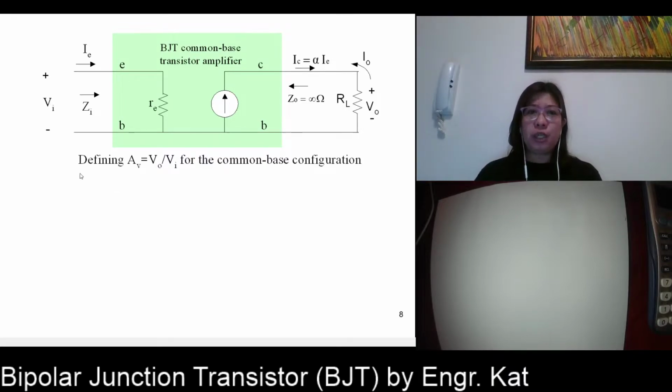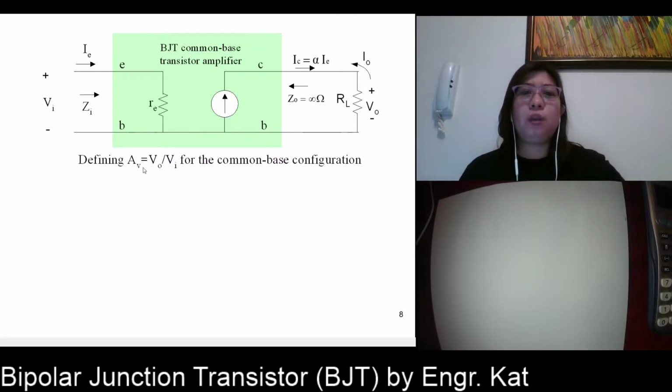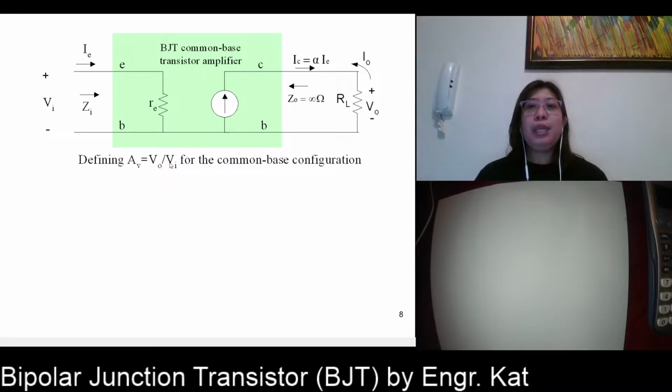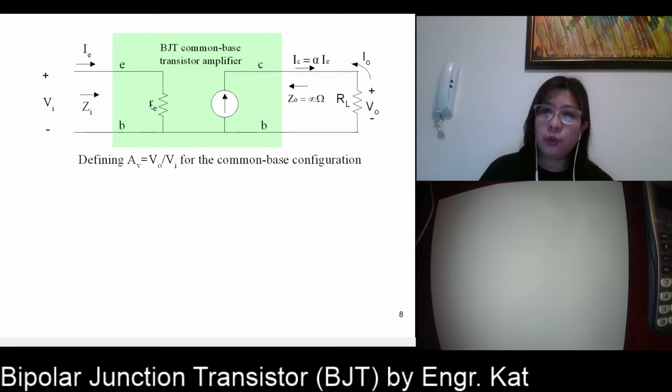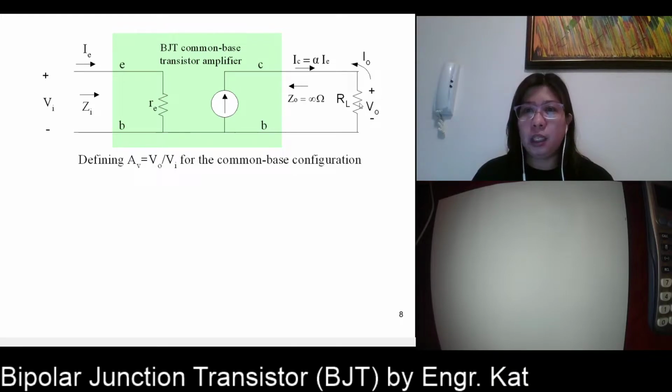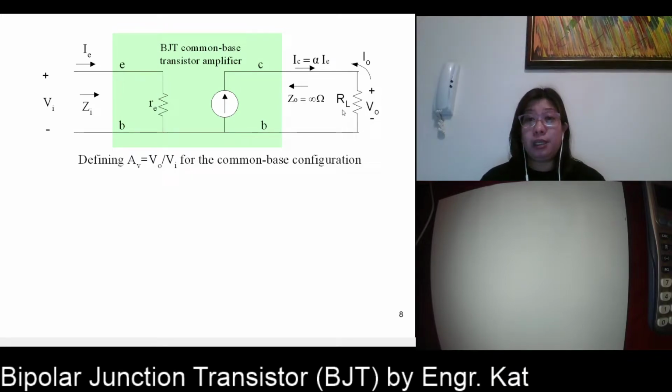So what is the voltage gain? Voltage gain is equivalent to output voltage divided by VI. In getting that, since this is infinite and this is your ZI, which is equivalent to RE, we place here a load resistance. In this load resistance, we're going to measure VO. So what is VO? VO is RL multiplied by IO.